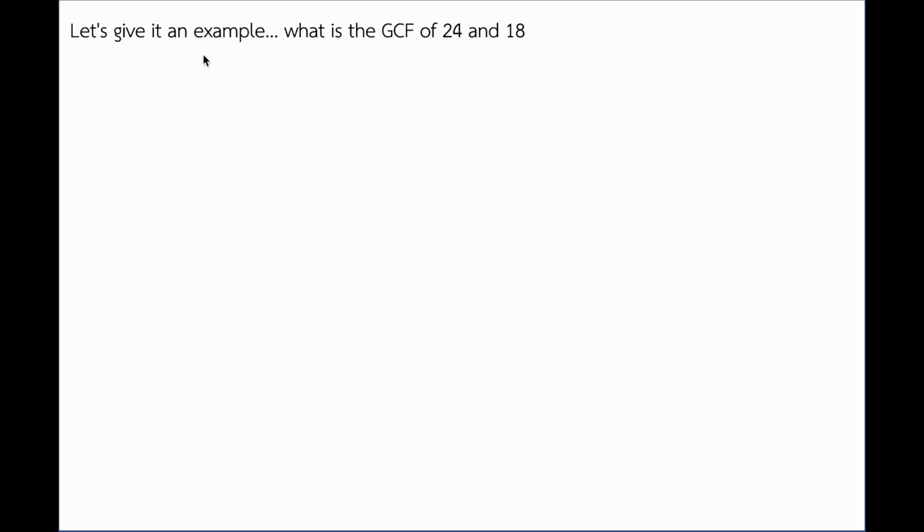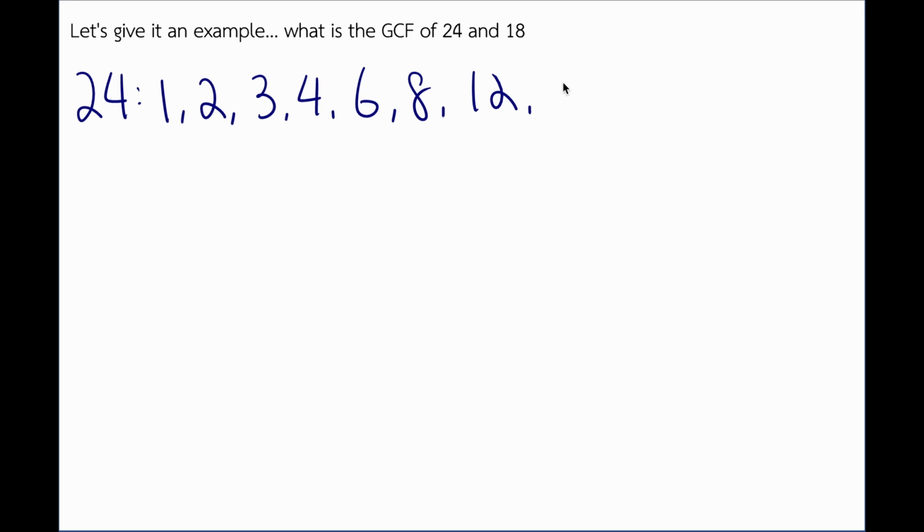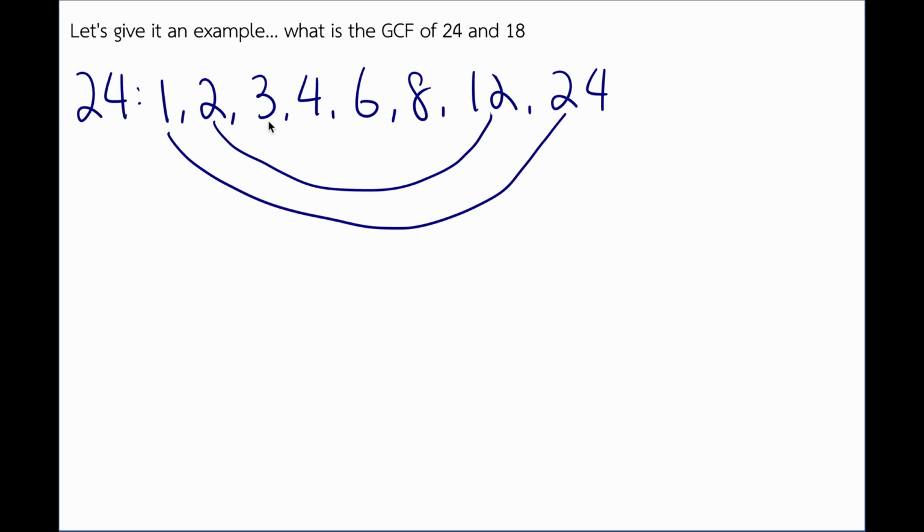First, we're going to write down all of our factors. What is a factor? Well, the factors of 24 are 1, 2, 3, 4, 6, 8, 12, and 24. Well, how do we know that? We're going to use the rainbow method to make sure. 1 times 24 is 24. 2 times 12 is 24. 3 times 8 is 24, and 4 times 6 is 24.